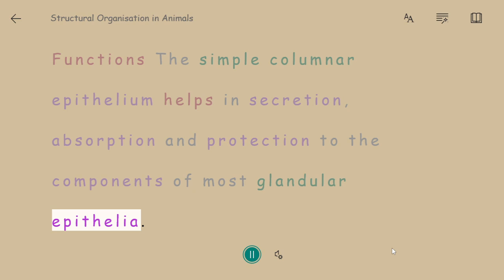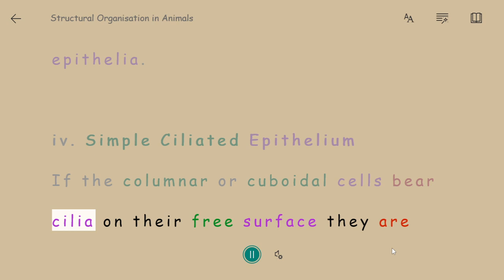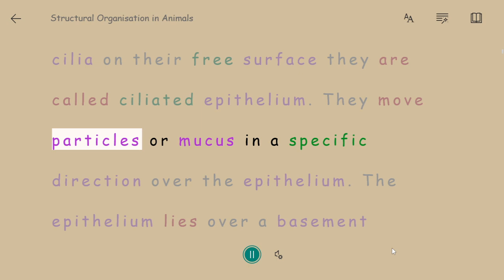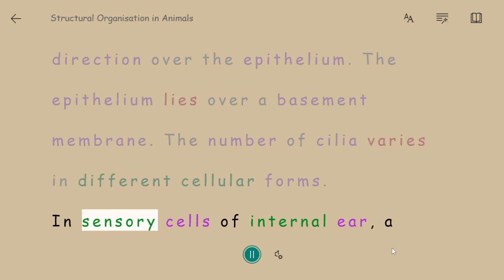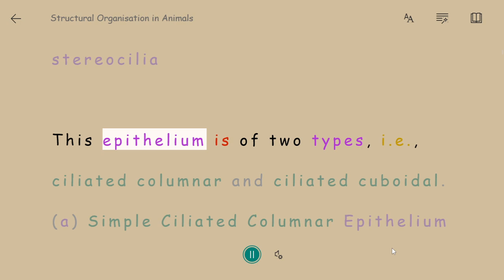4. Simple ciliated epithelium. If the columnar or cuboidal cells bear cilia on their free surface, they are called ciliated epithelium. They move particles or mucus in a specific direction over the epithelium. The epithelium lies over a basement membrane. The number of cilia varies in different cellular forms. In sensory cells of the internal ear, a cilium accompanies a number of stereocilia. This epithelium is of two types, i.e., ciliated columnar and ciliated cuboidal.